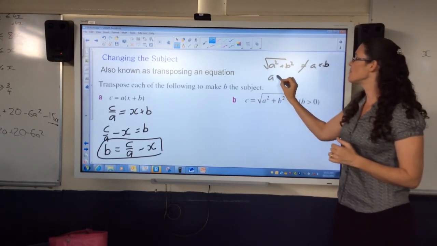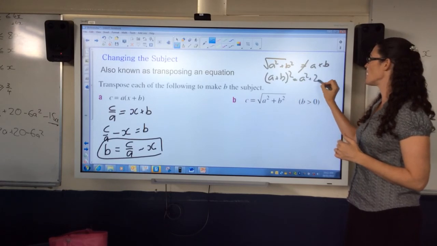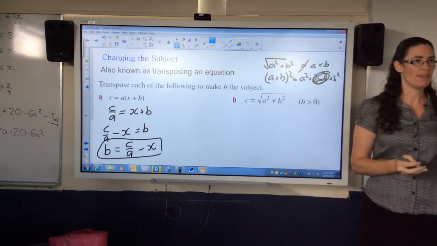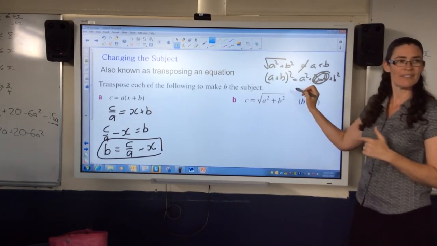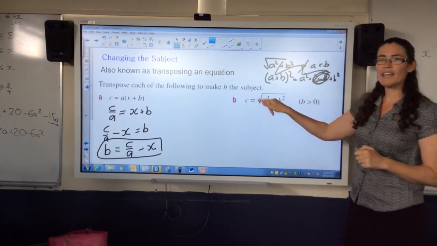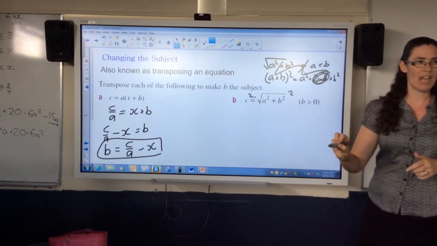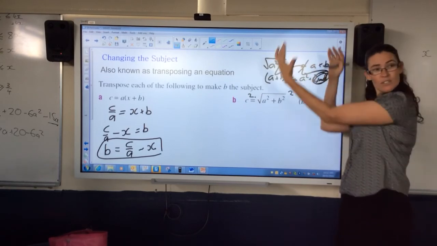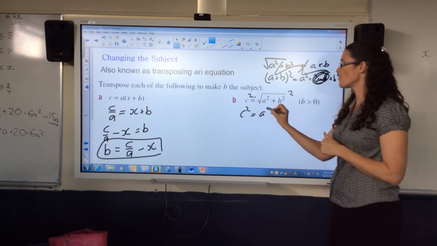Because A plus B, when you square it, gives me A squared plus 2AB plus B squared. There's this extra bit in the middle that stuffs it up. So you can't square root it back. They don't cancel. Alright, now to get rid of the square root, we're going to put a square on both sides of the equation. On this side, the squared and the square root are going to cancel because the squared's outside the whole thing. So I've got C squared equals A squared plus B squared.